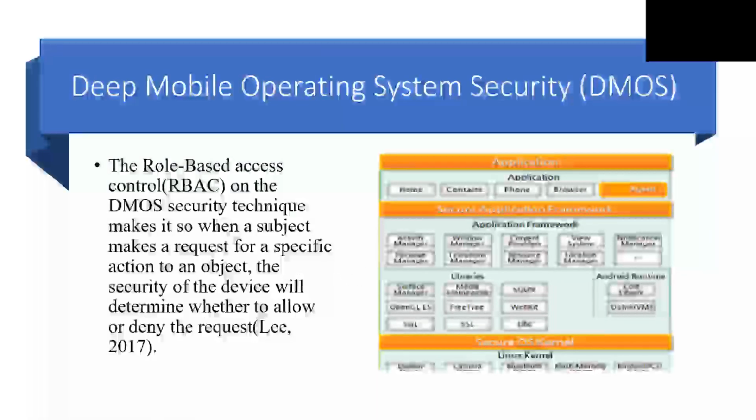So to begin, DMoSs stand for Deep Mobile Operating System Securities. On the right is a picture of how they kind of work. The role-based access control in the DMoS security technique makes it so when a subject makes a request for a specific action to an object, the security of the device will determine whether to allow or deny the request. So like I said earlier, at every single wall they would get to, they would have to be allowed into every single new part or every single new file or folder that they would want to get to.